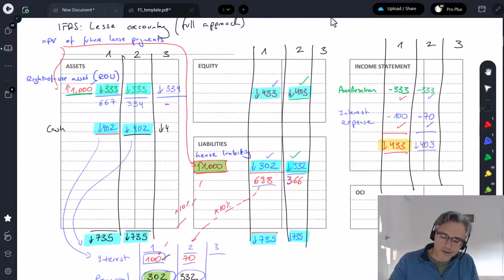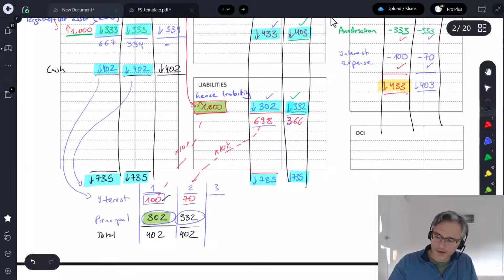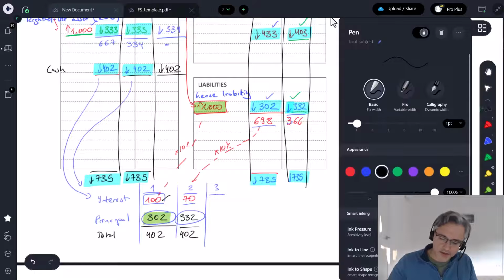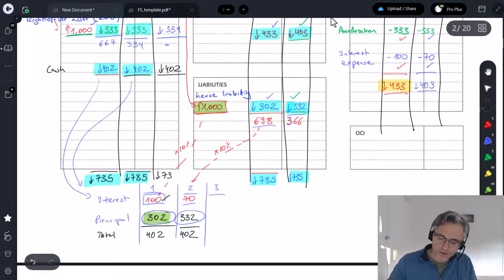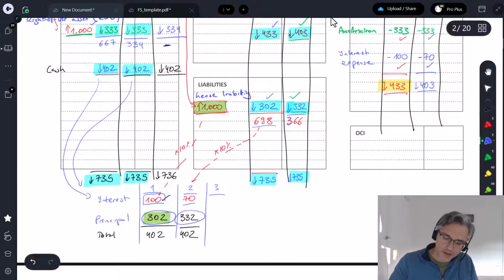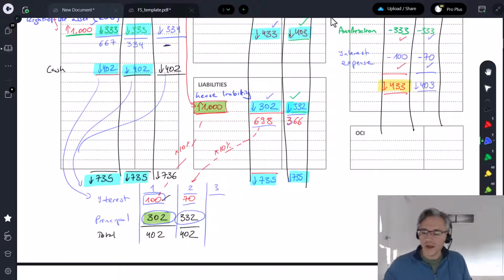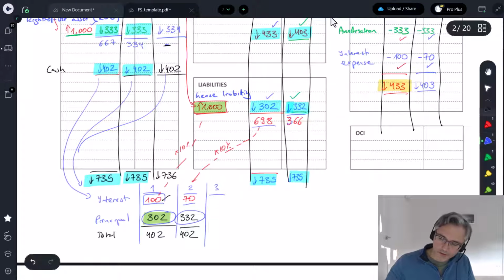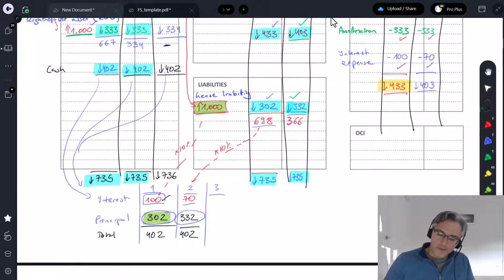The cash payment is once again 402. So, unlike in the previous years, the total movement on the asset side will be 736. Of course, our asset is completely depreciated. It has a carrying amount of 0. And for the last time, I want you to think about how this payment could be broken down into its respective interest and principal components.